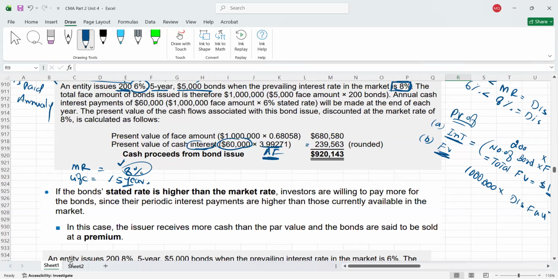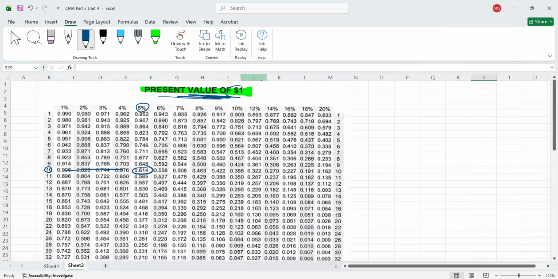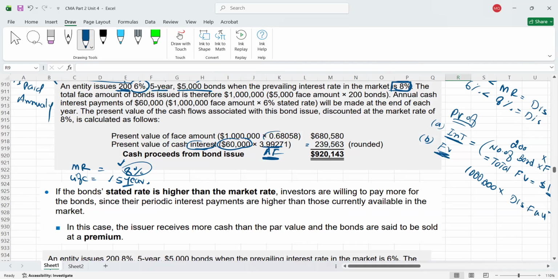So we go to the next sheet. Here we have the $1 table. I will look at 8% for 5 years. This is the figure I will pick: 0.681, or 0.6805 since it's written up to 5 decimals. No problem, you can use whatever figure is available in the table. Now you multiply 1 million with it, and this gives you the present value of the face value.